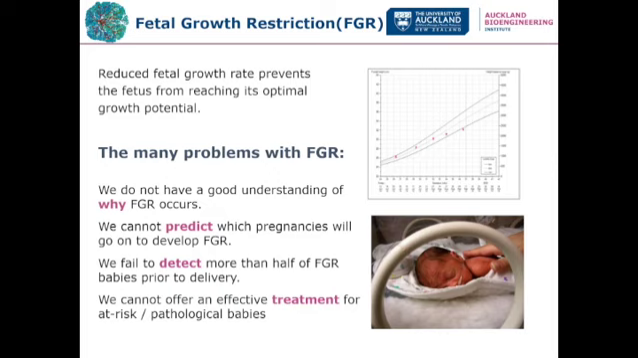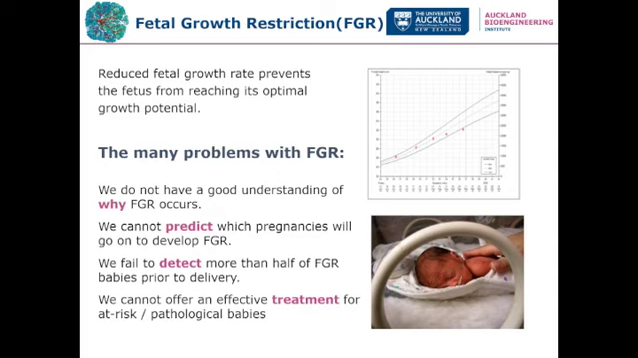Now, there's quite a few problems with this condition. The first of all is we don't really know exactly why FGR occurs. It's quite a complicated condition. And because we don't know why it occurs, it's very difficult to actually predict which pregnancies will go on to develop FGR. So if we're wanting to predict at this early stage in pregnancy whether the baby is going to fall off that growth curve, that's very difficult.